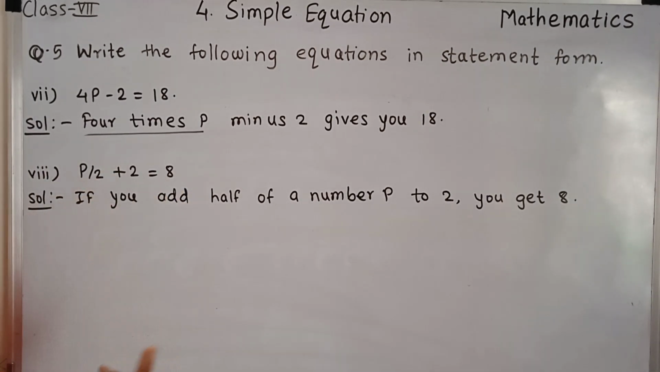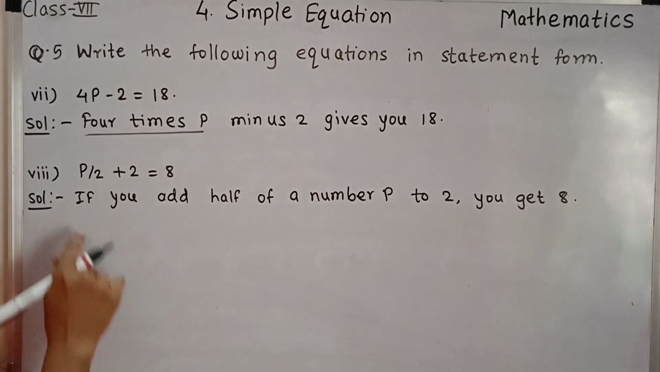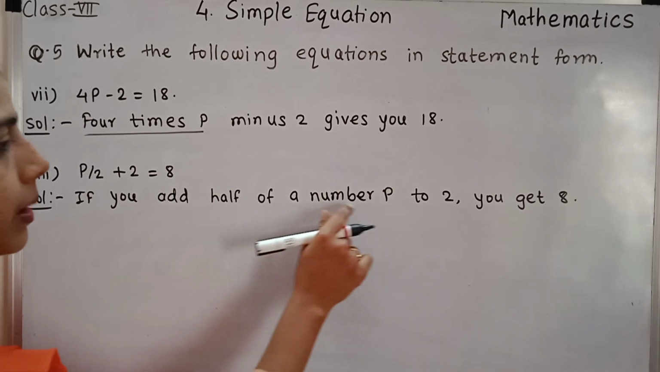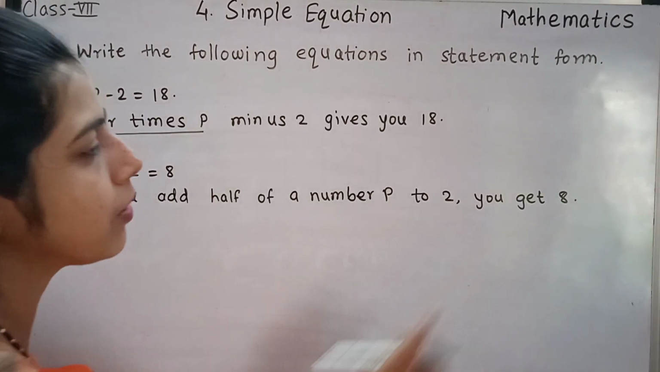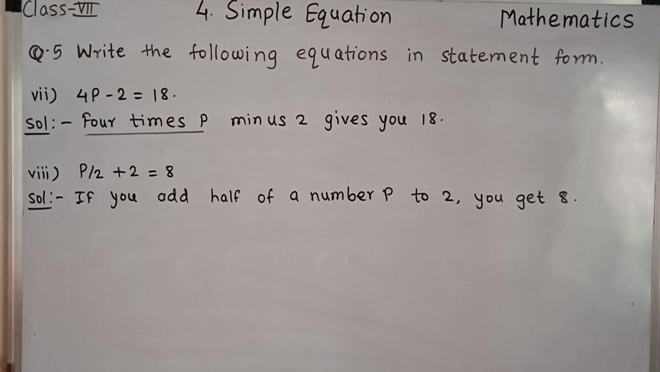But p divided by 2 can be written as half of the p. Yes. So addition is here. If you add half of a number p to 2, so you will get what? 8. And this is the statement form. Okay. So with this we have finished question number 5. Now we will move to the next question, that is question number 6.